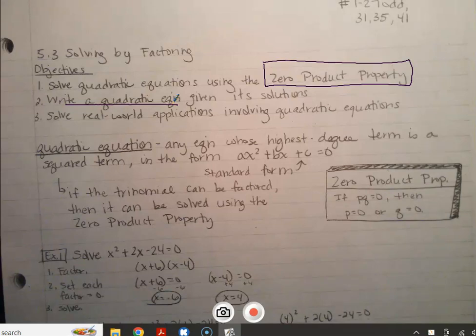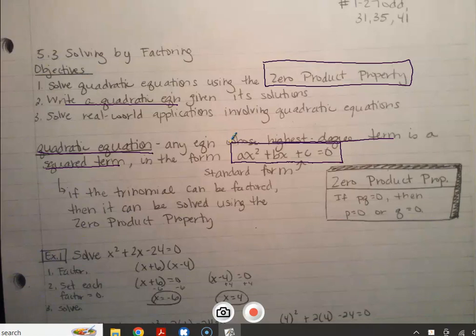First of all, a quadratic equation is any equation whose highest degree term, so if you think of x, x squared, x cubed, is a squared term. So it is in this form we've been working on, ax squared plus bx plus c, only this time we have equals 0. That's that standard form. We were just calling them quadratic trinomials. Now we're looking at the actual quadratic equation. So it has an equal sign and a number.